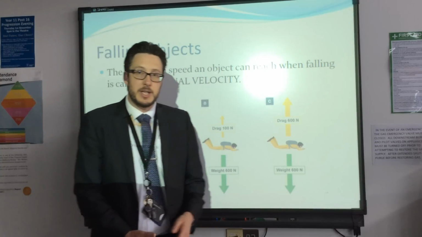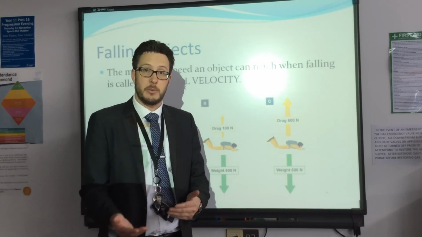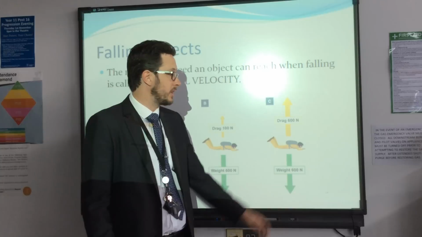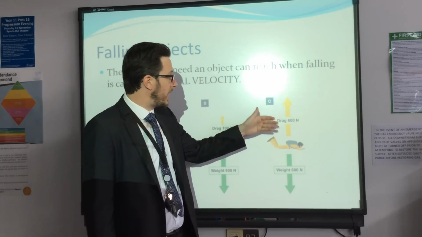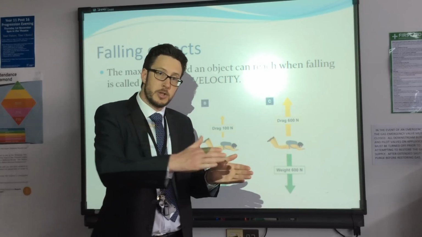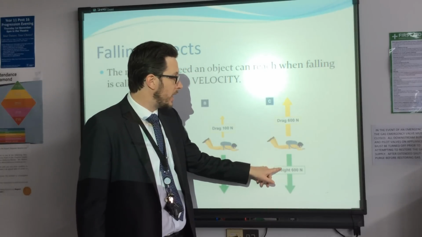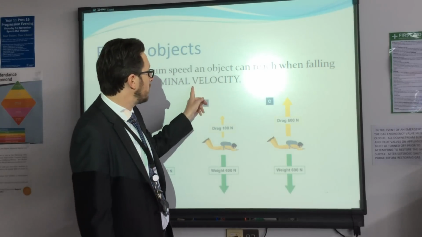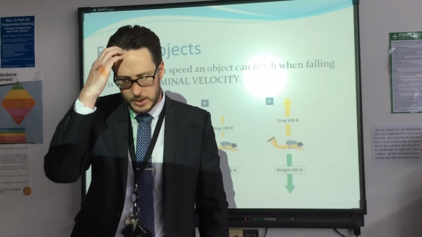As he decelerates, his velocity falls, and that causes the drag to fall, because the slower you go, the smaller the drag forces, or air resistance, get. Eventually, it will reach a point where the drag forces have got smaller and smaller, and they are equal to his weight again, both at 600, and he will reach a new terminal velocity, which is slower than his original terminal velocity.